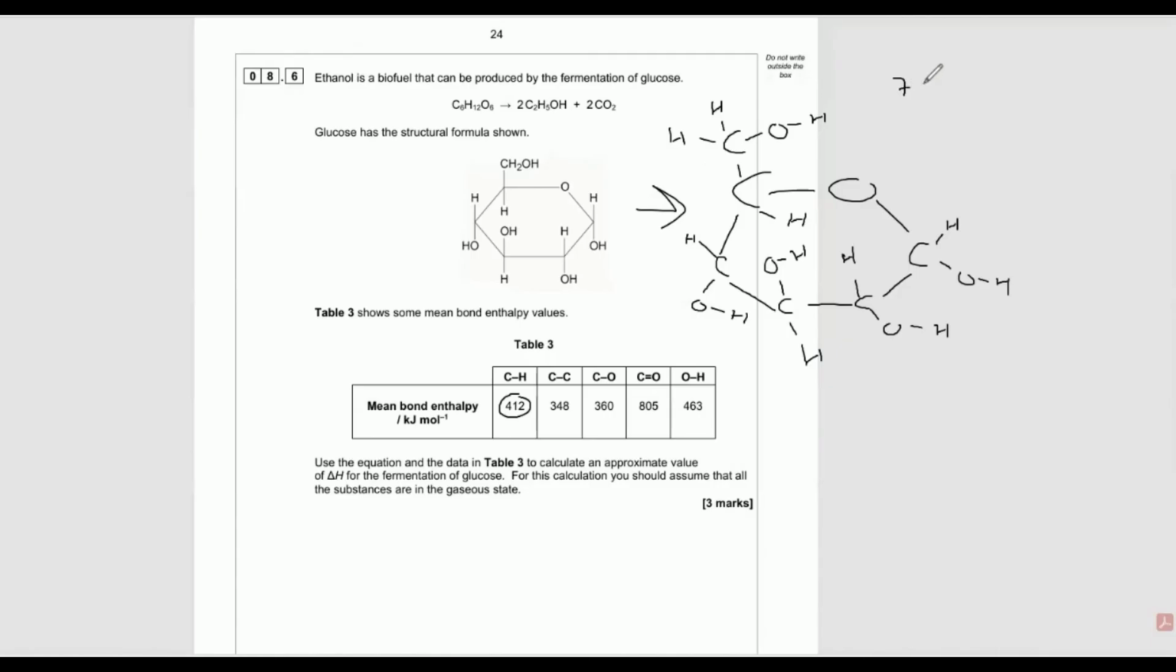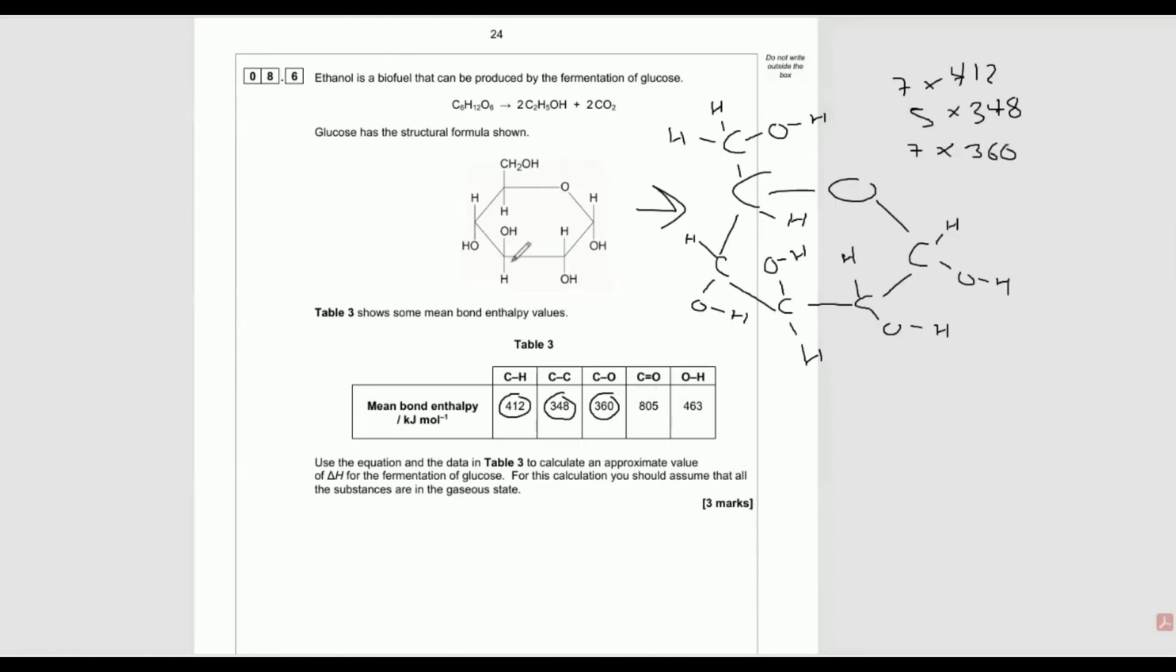So first of all, 7 times 412. And then next we go to the C-C bonds, and you see you've got 1 there, 2 there, 3 there, 4 there, 5 there. So we're going to go 5 times 348. And then the next thing I want to do is the C-O bond. I've got 1 there, 2, 3, 4, 5, 6, 7 there. So 7 times 360.